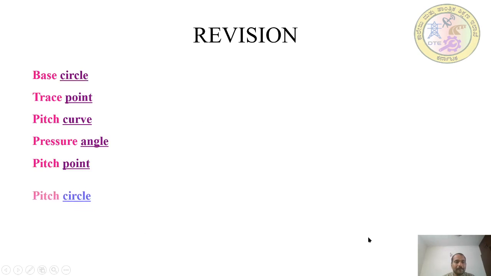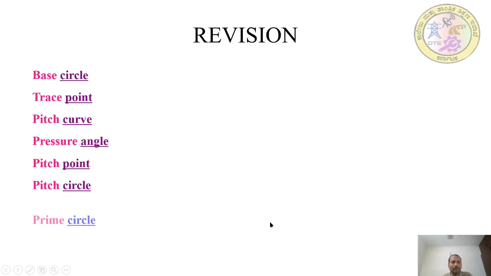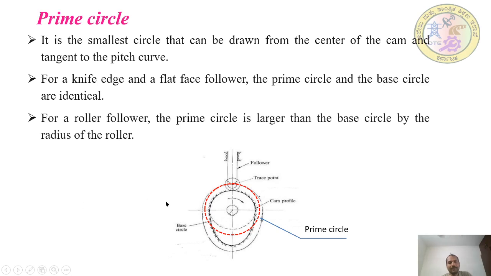Next one. Pitch circle. It is a circle drawn from the center of the cam through the pitch point. Prime circle is a circle. It is the smallest circle that can be drawn from the center of the cam and tangent to the pitch curve. For knife edge follower, the prime circle and base circle are identical. For roller follower, the prime circle is larger than the base circle by radius of the roller.